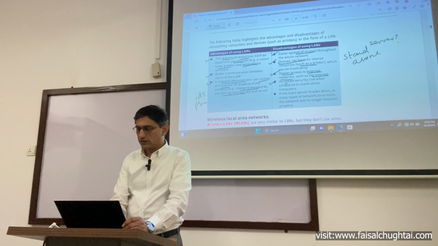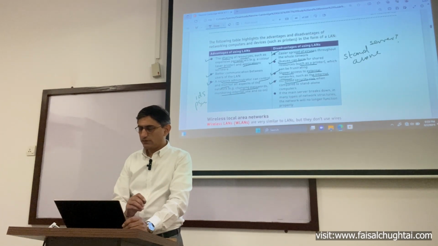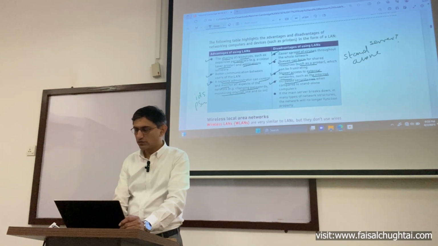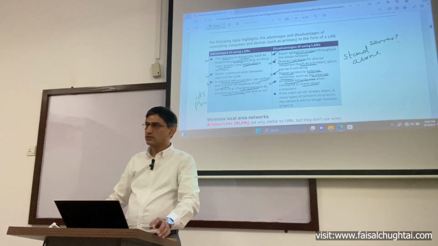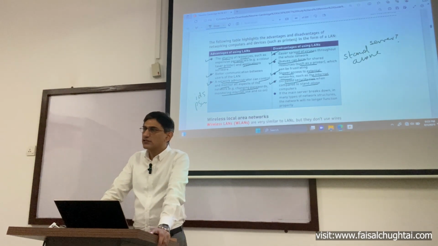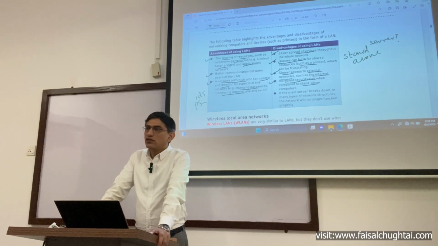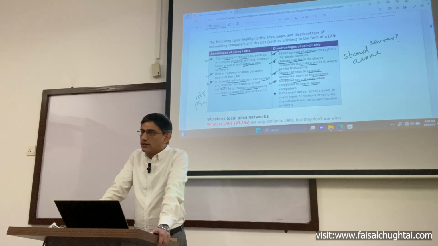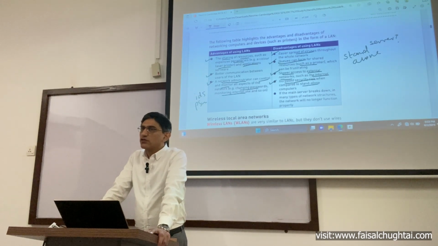Increased security risk when compared to standalone computers. Look, the term standalone has come up. Increased security risk. We were just talking about the spread of viruses. Is spread of viruses a security risk or threat to your data? Yes, it is. Now, same is the case with other types of security threats.